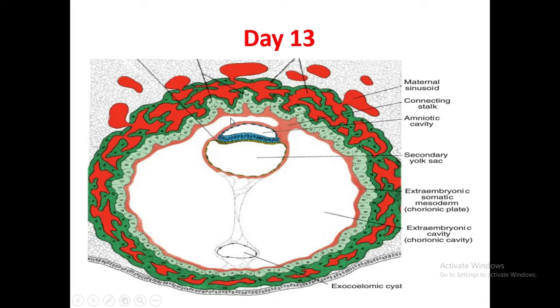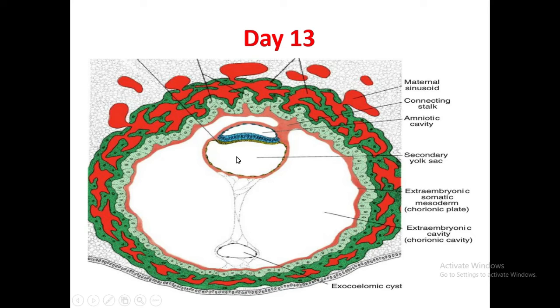Now the formation of the secondary yolk sac. How is it formed? The hypoblast cells produce some additional cells that migrate along the exocoelomic membrane. These cells proliferate and gradually form the secondary yolk sac. So the secondary yolk sac is formed within the primary yolk sac.